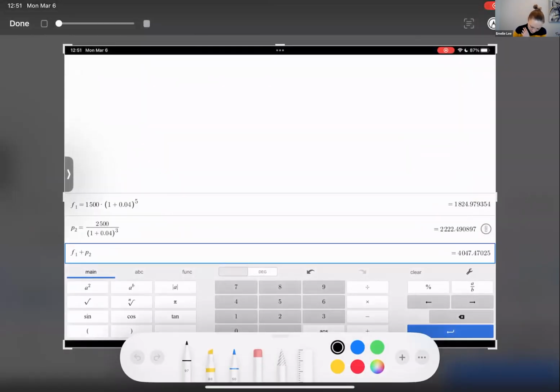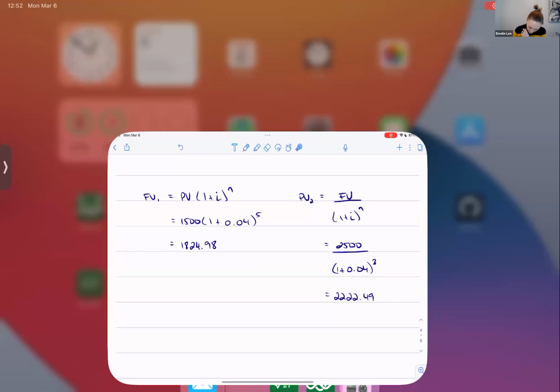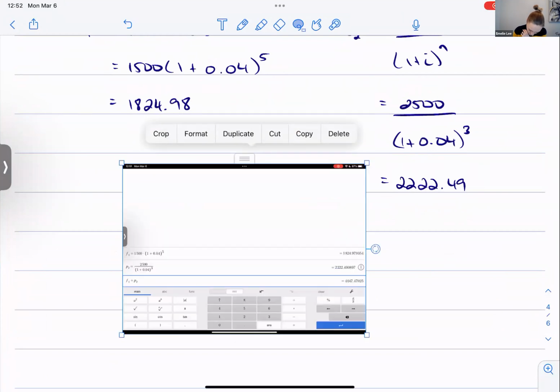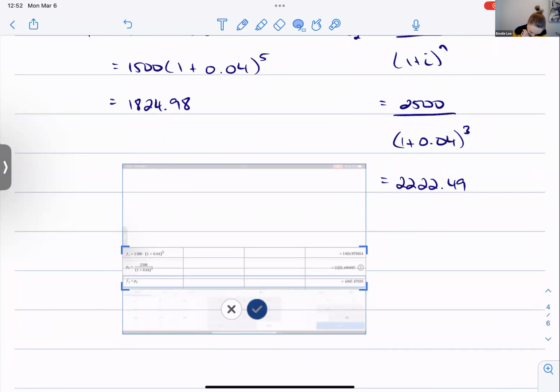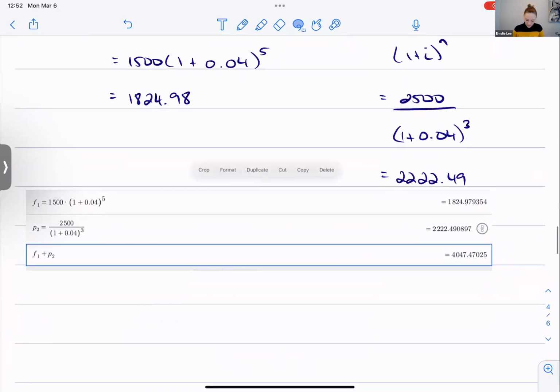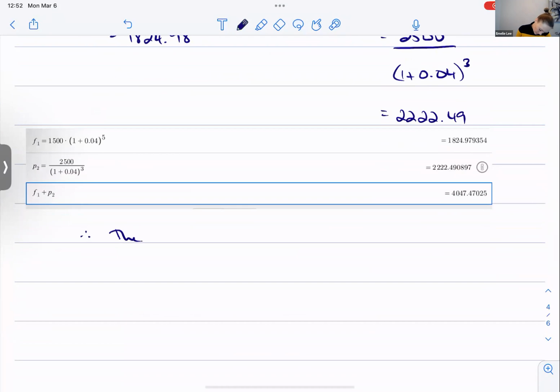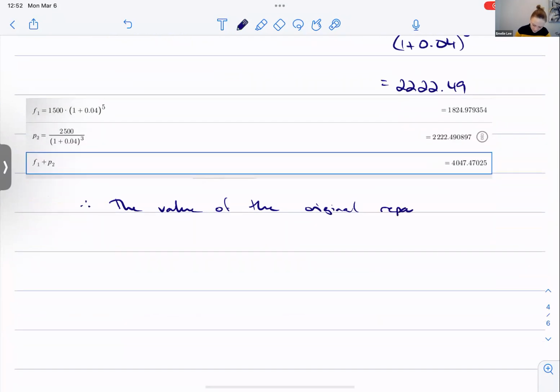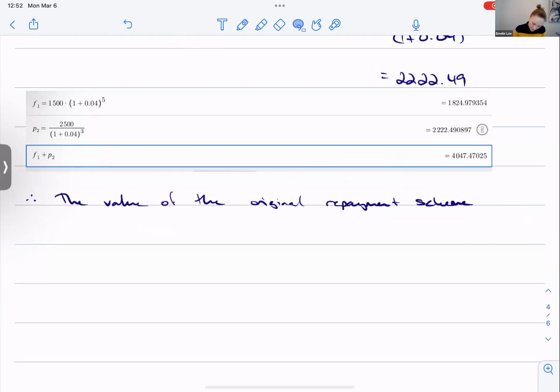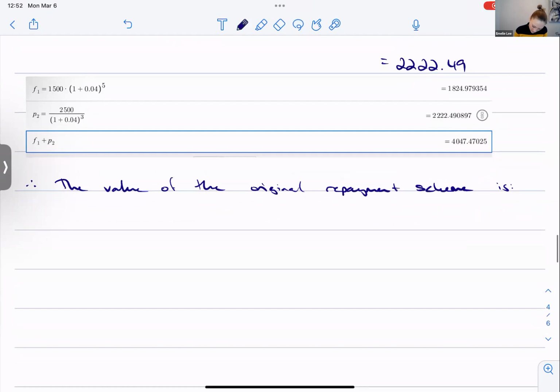So I'm going to bring this in. Therefore, the value of the original repayment scheme, or schedule, I'll say scheme just to introduce a new term that means the same thing, the repayment scheme is future value 1 plus present value 2, which is 4,047.47, from here.